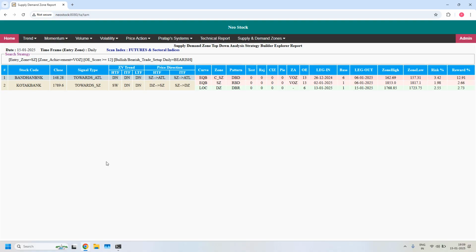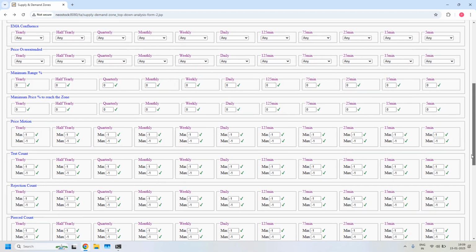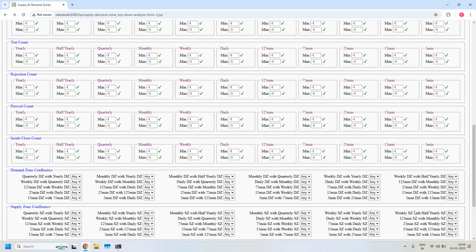So we got 2 stocks. We don't have any pierced supply zones. Let us verify if any of these 2 stocks are having ITF supply zone confluence. They are supporting bearish trade setup for monthly income trade. These entry zones are daily supply zones. Now let us look for this daily zone is part of weekly zones. That is zone confluence. So in the supply zone confluence, I am setting the filter daily supply zone having confluence with weekly supply zone. That means daily supply zone should be part of weekly supply zone.